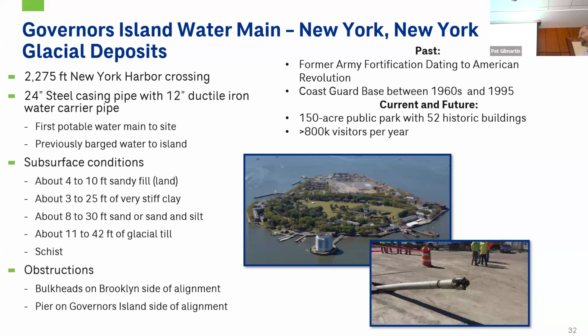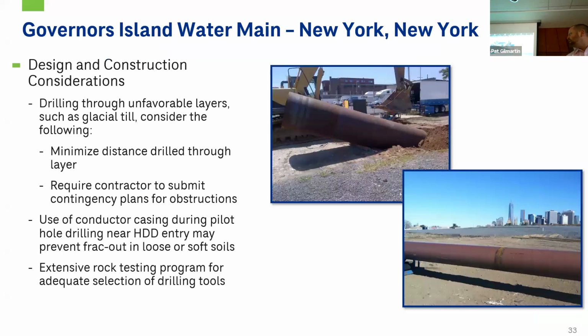Because of that, we had some very difficult subsurface conditions. You have your fill on either side. There was a stiff clay and then some loose sands and silts, and you got into a pretty significant thickness of glacial till, about 11 to 42 feet, and then schist bedrock, which is one of the harder rock materials that you can work with, which did cause some issues. Additionally, we had obstructions on both sides. On the Governor's Island side, we had to go under one of these piers. And then there was a bulkhead that went down about 15 feet on the Brooklyn side of the alignment.